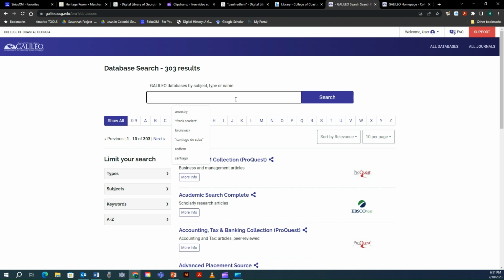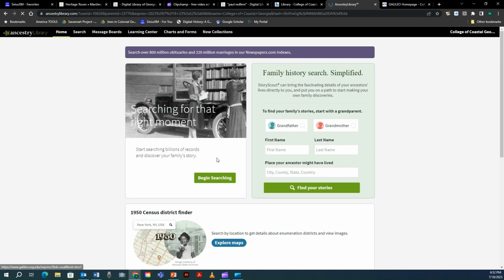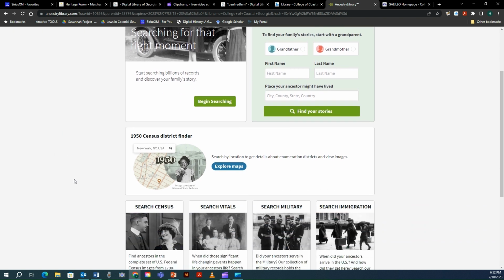In this case, the database we're looking for is ancestry.com. So spell ancestry. Yes, we have access in our college as students to ancestry.com. Search it, and there it is, Ancestry Library Edition. Click on it, and then there we are in Ancestry. Now, we don't really care about the family history search, although I thought about doing that, but we're not going to do it. Instead, we're going to go right to this census information.